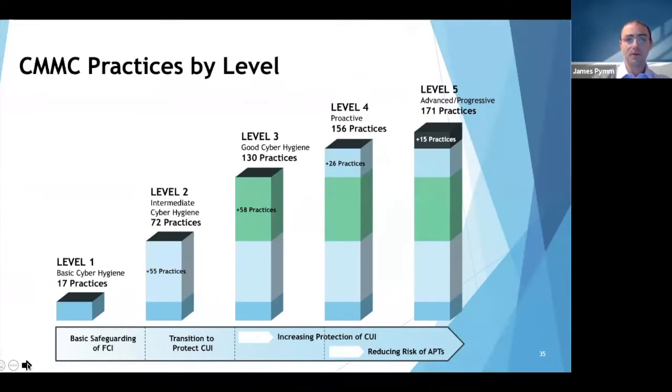A key item to note, the 130 practices at level 3 contain the 110 controls from NIST 800-171, plus an additional 20 practices that are CMMC specific. So as you can see, the model is cumulative. In order to meet a specific CMMC level, an organization must meet the practices and processes within that level as well as those below it. Again, we are focusing on levels 1 through 3, but so folks are aware, there are a total of 171 practices when going up to level 5. Next slide, please.